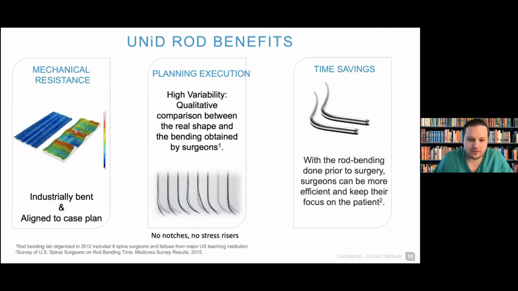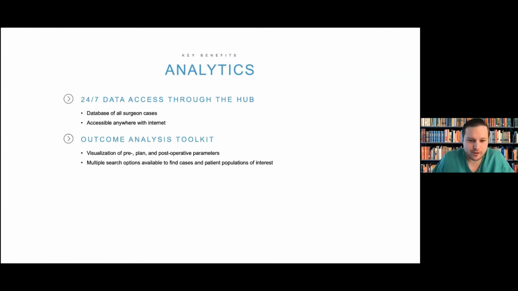So the benefit of using a system like this is that they take your plan and they bend the rod in their lab. So there's no notches, there's no stress risers. This leads to a stronger rod. You don't have to bend it in the OR, which can take OR time. And studies have shown that we're not that accurate in reproducing rod bends. All of those variables are removed when you use pre-bent rods that are specific to the patient.